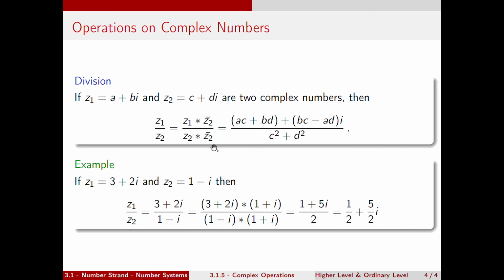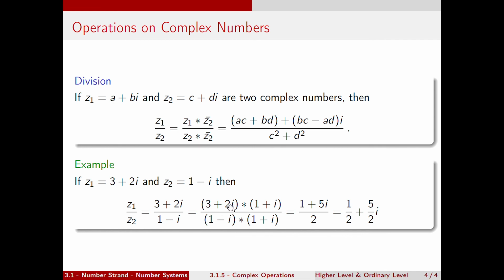So again, we need to note that we are multiplying above and below on the fraction by the complex conjugate. The reason for doing this is so as to not change the value of the fraction. So if z1 is 3 plus 2i and z2 is 1 minus i, we get z1 over z2 is equal to 3 plus 2i over 1 minus i. Now we need to multiply by the conjugate of the bottom line. Now the conjugate of 1 minus i is 1 plus i. So we multiply above and below by 1 plus i.